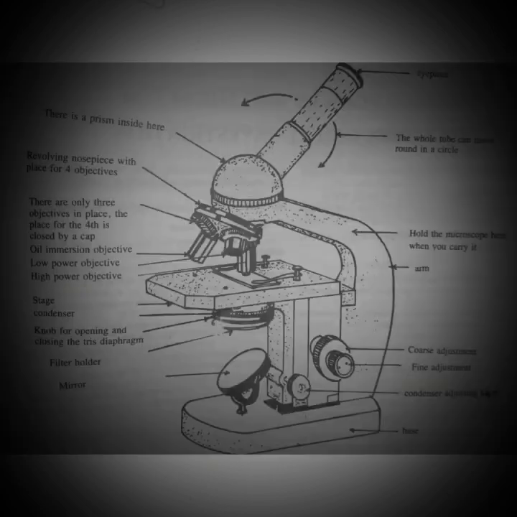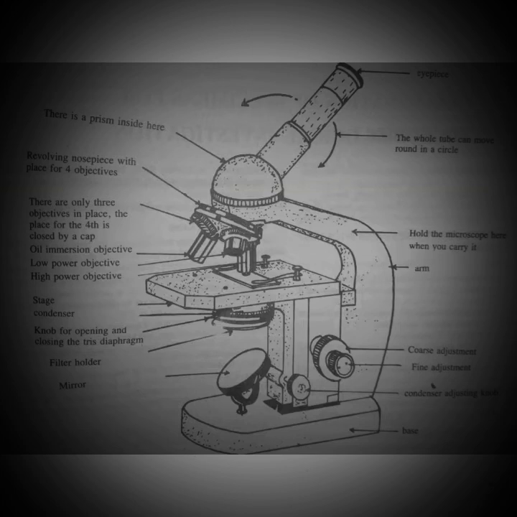Now let me tell you about its components. It has different components, like eyepiece, drawtube, body tube, nosepiece, objective, fine adjustment, coarse adjustment. I am going to tell you all this with the help of a diagram. Firstly, in the components, there is a supporting system in all microscopes. The supporting system consists of 5 things.